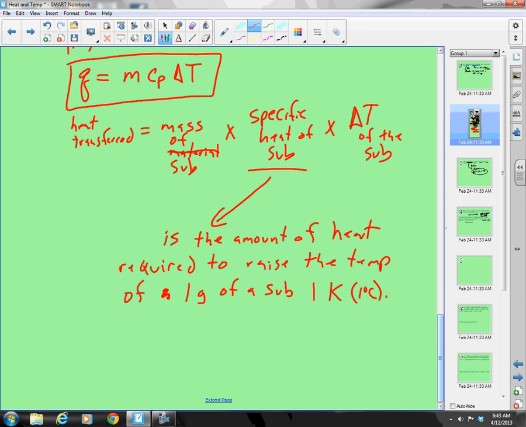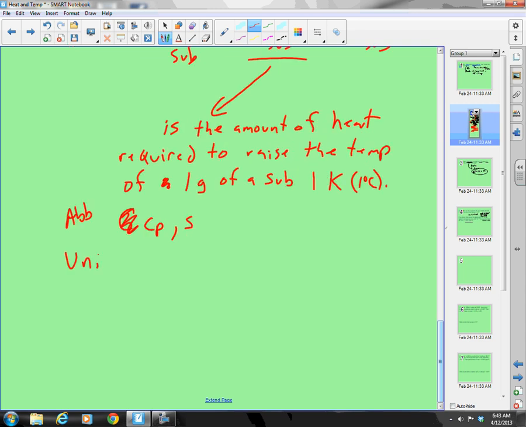Now, usually we're going to see this as a little c sub p. Sometimes you might see it as an S, okay? So those are kind of the abbreviations. And then the units for specific heat are going to be joules per gram Kelvin or joules per gram degrees Celsius.